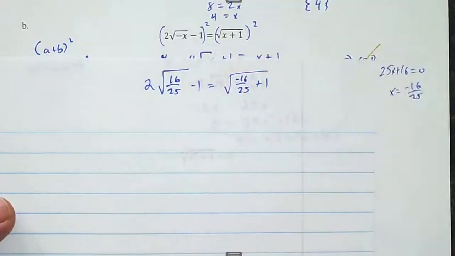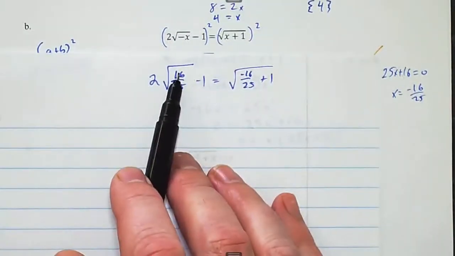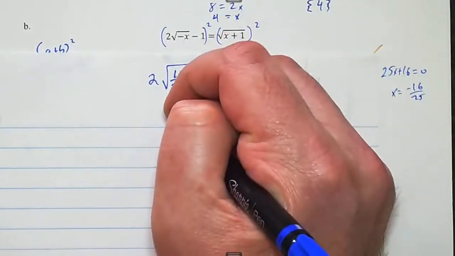And like this one looks ugly, but it's really not that bad. We just need to square root the top and square root the bottom. So the square root of 16 is 4, and the square root of 25 is 5.